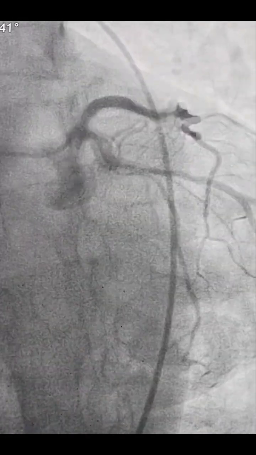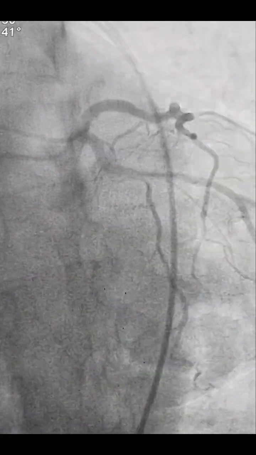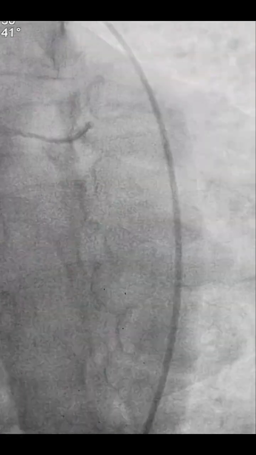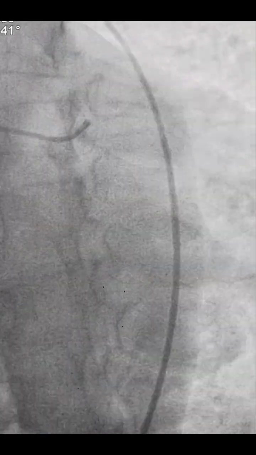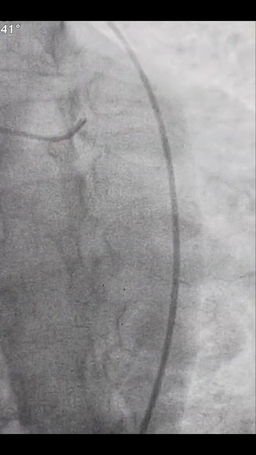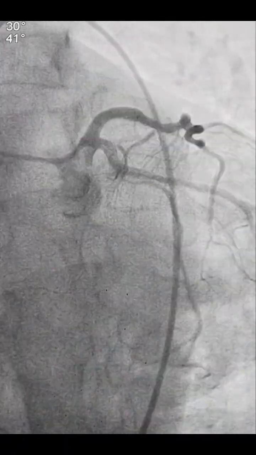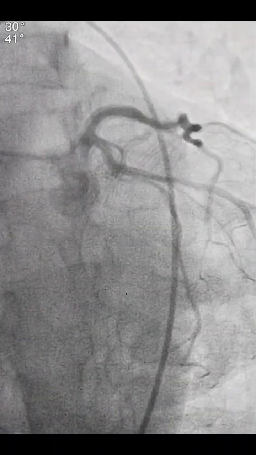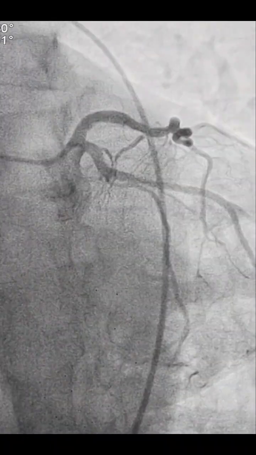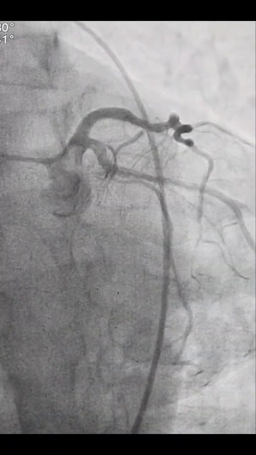This is a 50-year-old male, a known case of chronic smoker, diabetes and hypertension, who presented to the emergency department on this Sunday with ST elevation in 2, 3, aVF with reciprocal changes in 1, aVL. The patient had continuous chest pain, so we took him up for the angiogram, and this is the angiogram.